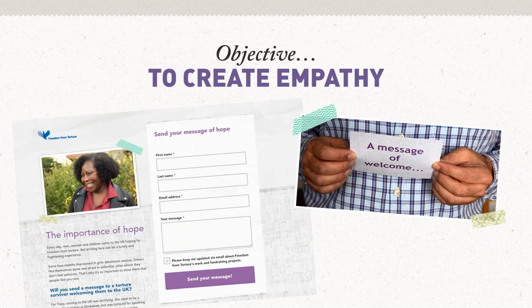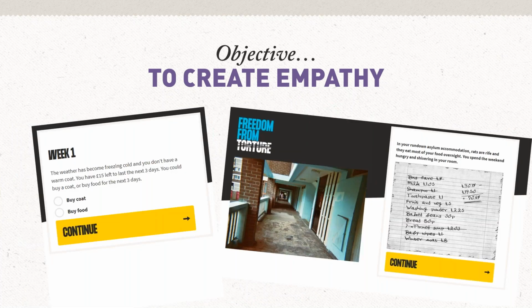Another example, Freedom from Torture and their new branding, is that they ran a quiz to see if you could survive on the asylum allowance, which is something very small, I think it's like £37 a week. And you had to answer questions about difficult decisions you'd have to make, like do you buy a coat or do you buy food? And then you would get all this information from real survivors on how they'd gone through that. And again, relatively low technology, using existing content that the organization had with a little bit of extra research, I think, involved there as well.